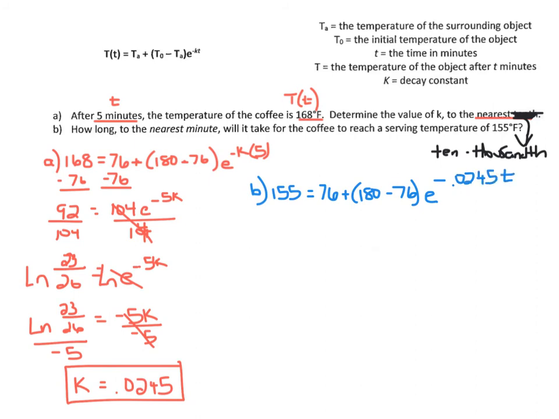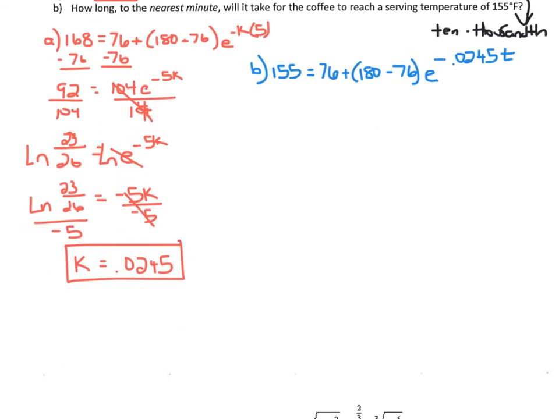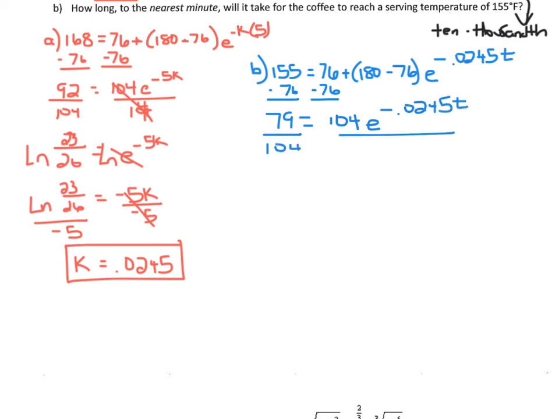And whether you're solving for k or t, you're really solving for the exponent. So we're going to solve this the same exact way. All right, so let's just first subtract 76 from both sides of the equation. That'll give me 79 equals, and then when we combine these two numbers, you get 104 times e to the negative 0.0245t. And again, we have to get the e by itself, so let's divide by the number in front of the e.